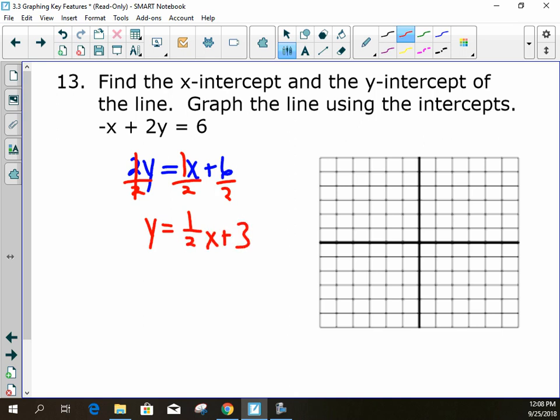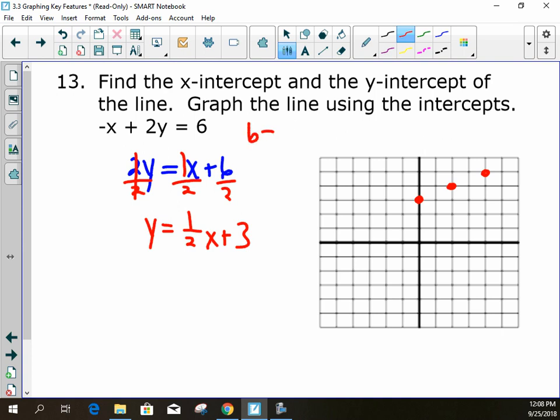If you just have an x, there's a 1 in front of it. When you divide by 2, it becomes 1/2. So now I go to plus 3. 1, 2, 3. I put my dot. Up 1 over 2. Okay, so let's see what we got.